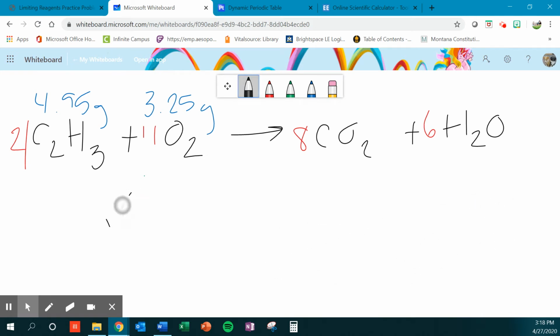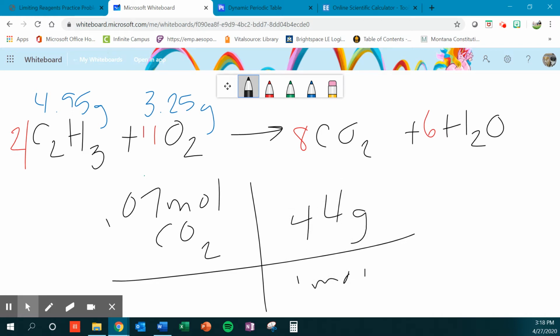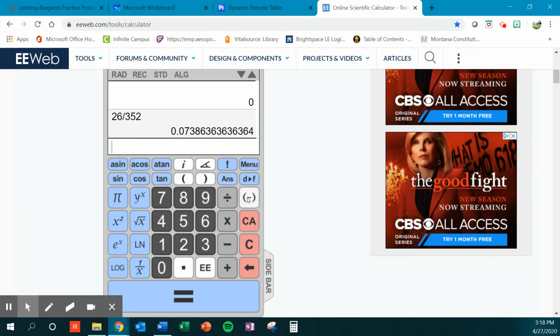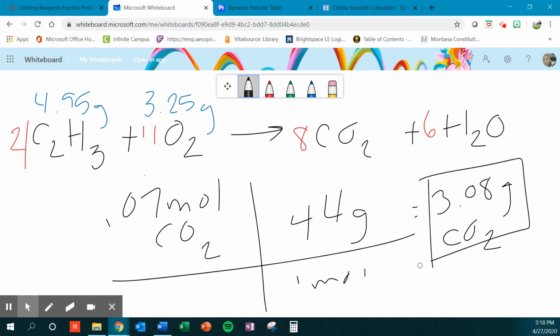We would take 0.07 moles of CO2, and you say that 1 mole is 44 grams because 12 plus 32 is 44. And so you take 0.07 times 44. And you get 3.08 grams of CO2 would be formed from this reaction.